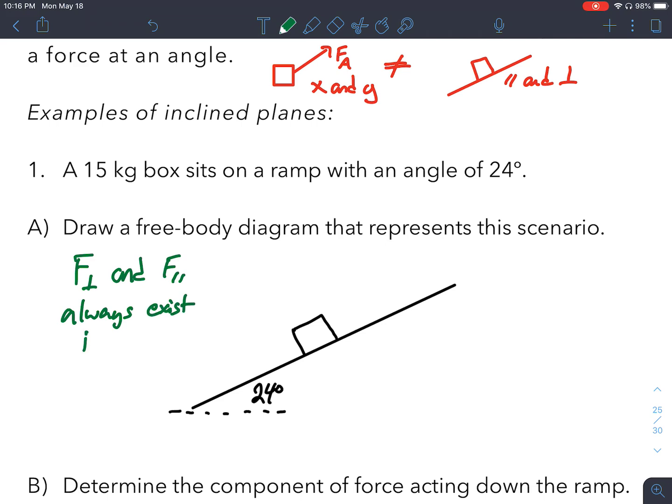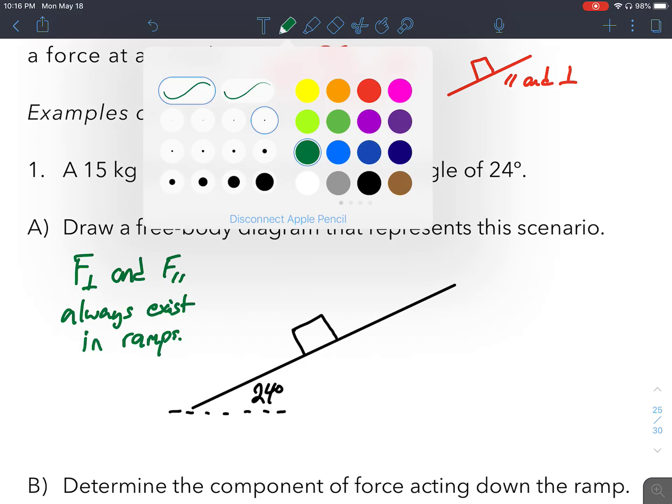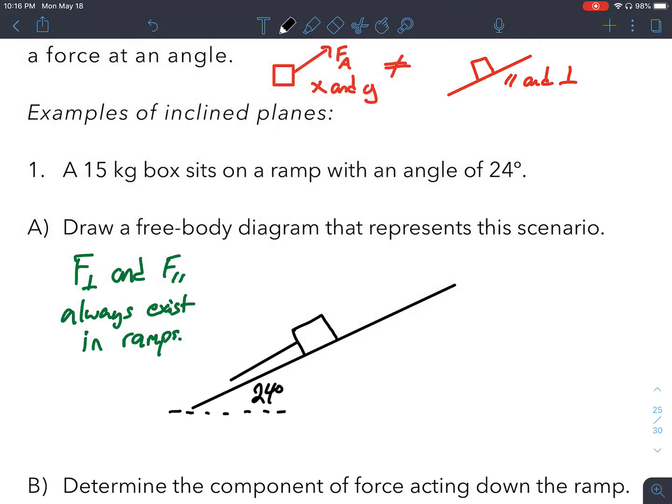They always exist in these types of questions, in ramp questions. So right off the bat, before we even look at anything else that's happening, we are going to put our F parallel down the ramp, we'll call that F parallel, and we are going to put our F perpendicular going down like this, and our matching F perpendicular is going to be the normal force going up, like so.